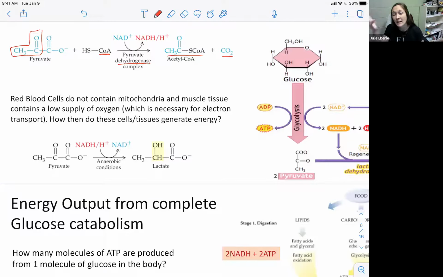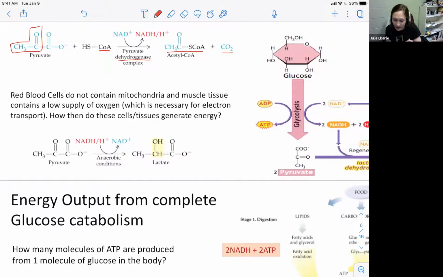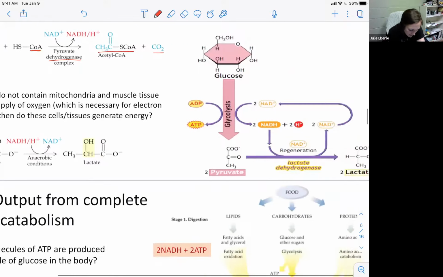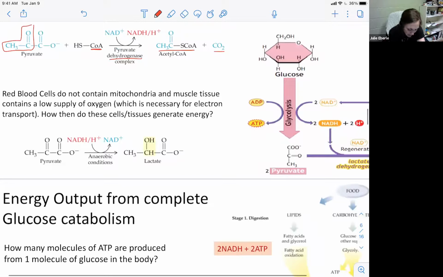So we don't get that many ATP from glycolysis, but we still make ATP from glycolysis. So as long as we can run glycolysis, we should be okay. We just have to run it continuously. And that is what can happen under anaerobic conditions. So instead of converting pyruvate to acetyl-CoA, in anaerobic conditions, we'll convert it to lactate.